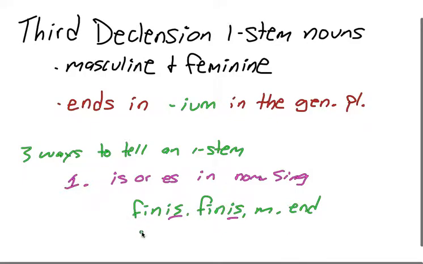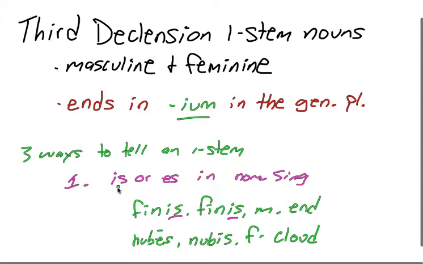Another example of a word that is similar and ends in es is nubes, which we have in this chapter. Nubes, nubis, which is feminine, and it means cloud. All that means is that it'll be declined just like regular third declension, except it'll have an IUM in the genitive plural instead of a UM. So that's the first way to tell if it's an I-stem: it's is or es in the nominative singular, like finis and nubes.